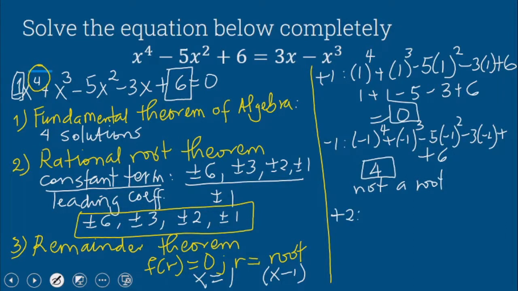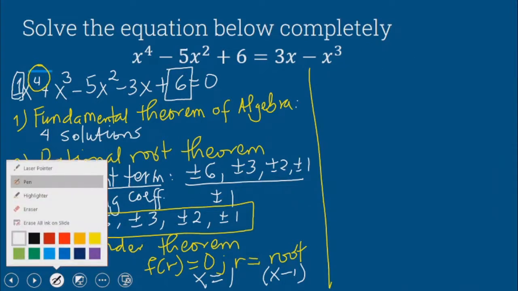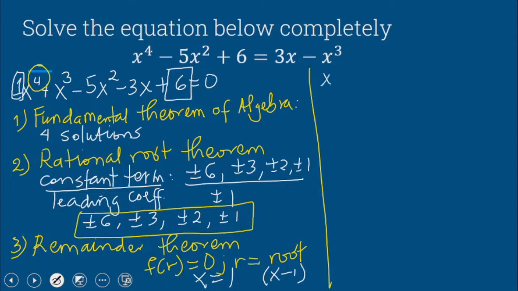Okay, let's try positive 2. That also gives you a 4. So that is also not a root. So let's try negative 2. This gives us a 0. So that means negative 2 is also a root of this equation. So far, we have been able to find that x equals positive 1 and x equals negative 2 are roots of this equation.